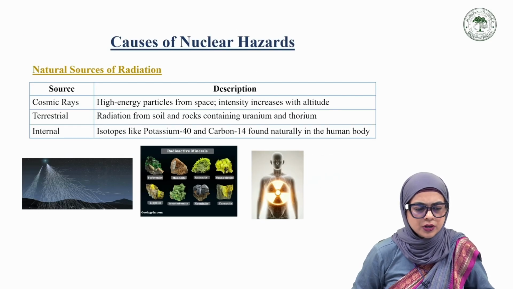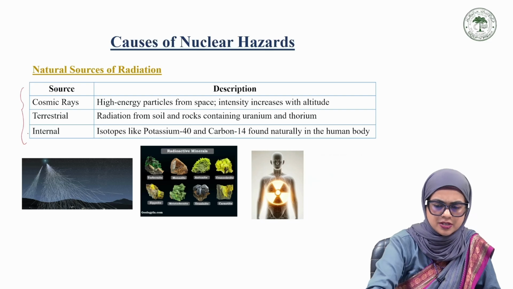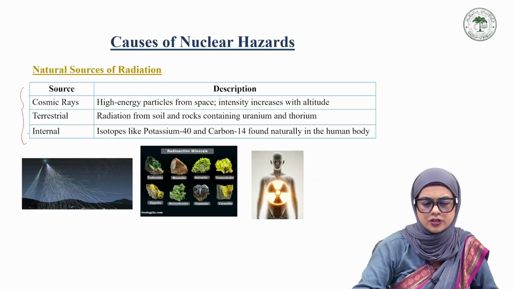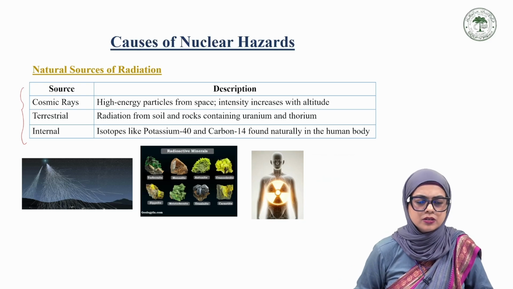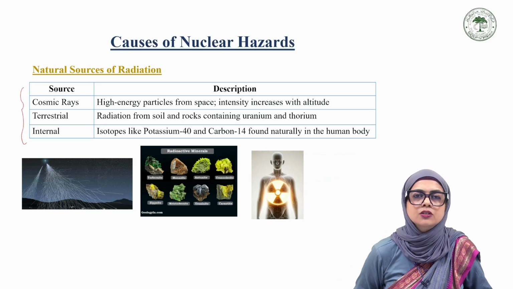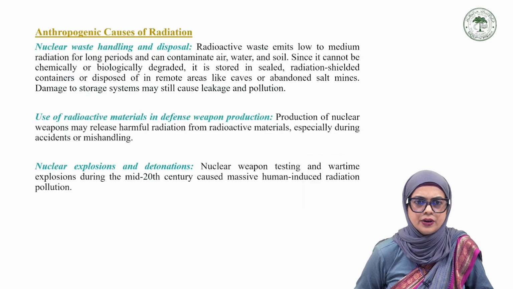So the causes of nuclear hazards, you see in this table: the source, cosmic, terrestrial, and internal, and the description is given accordingly. You can just pause and look through what the natural causes of radiation are in the form of cosmic rays, terrestrial rays, and internal rays, right?